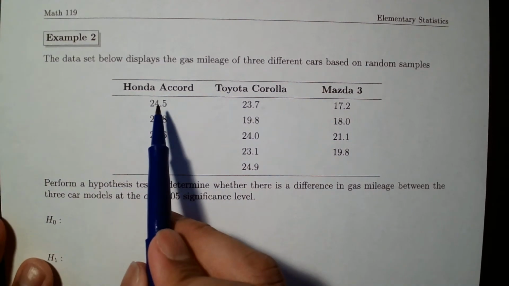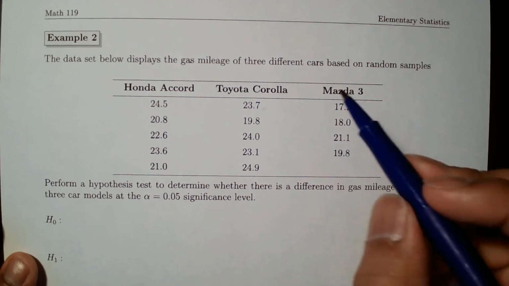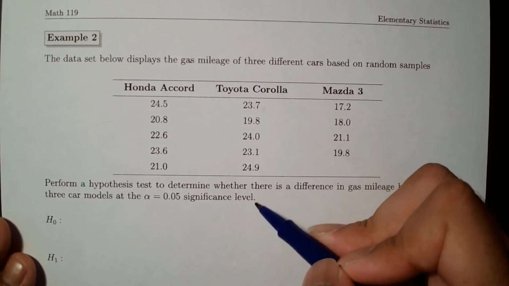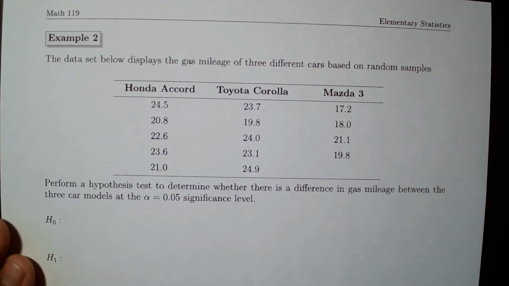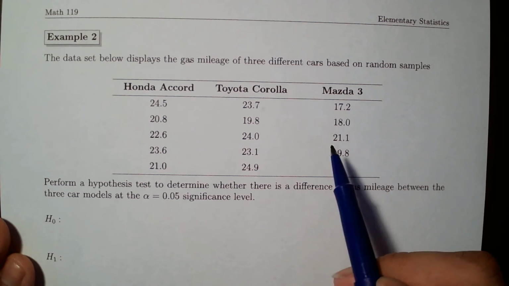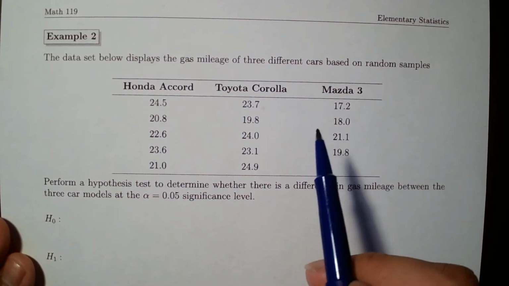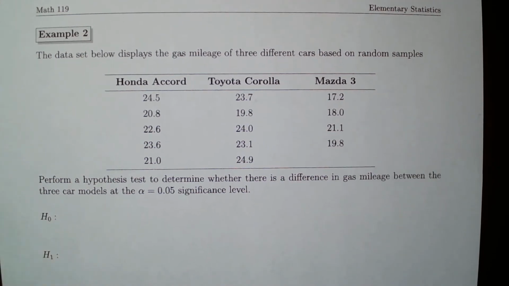Honda Accord, well, and then we have five pieces of information. Corolla, 5 of them, but in this case Mazda 3, we have 4 of them. By the way, we don't have to have the same sample size for each sample. That's the good thing. If one variable is missing, then we are fine.